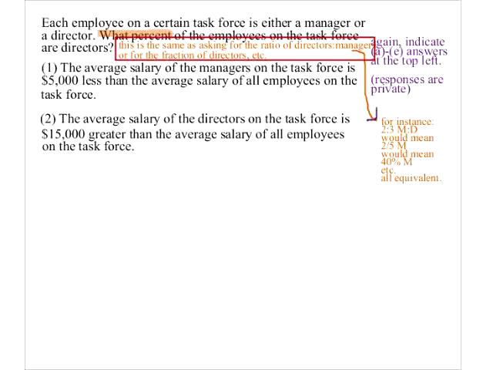So let's look at statement 1 here. Statement 1, here's a number line. Statement 1 is like this. Okay. Here's our managers. Here's our directors. This is not to scale, because I'm going to use the same diagram for all of these. So the average salary, the director is 15.